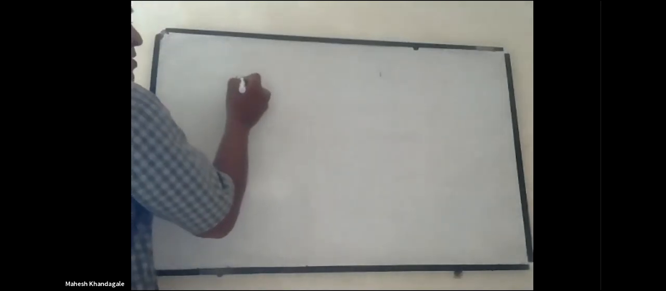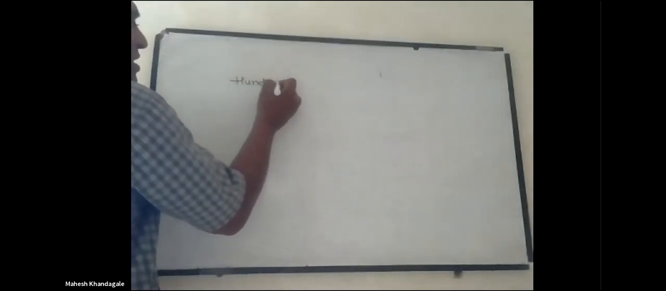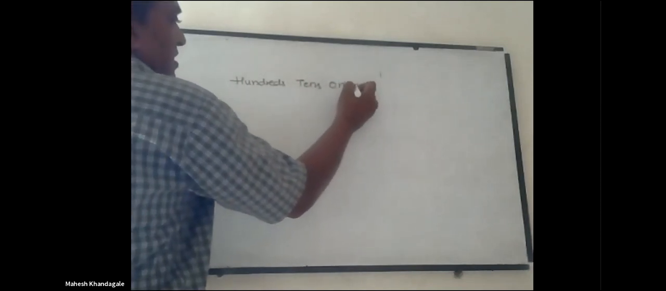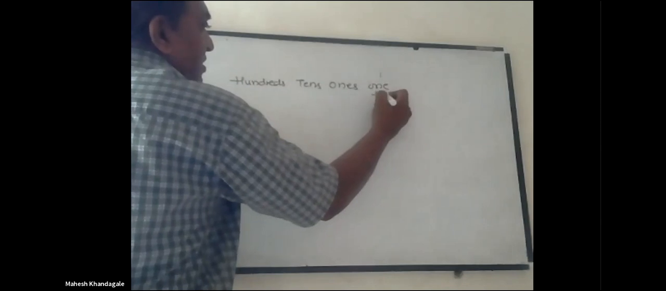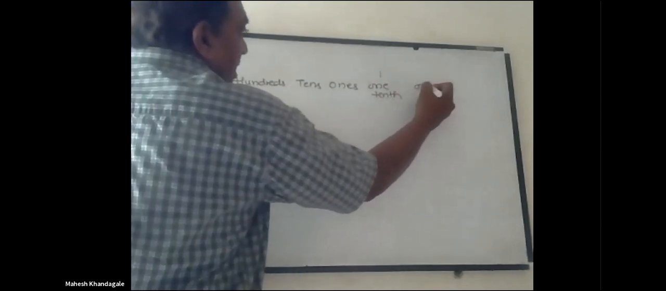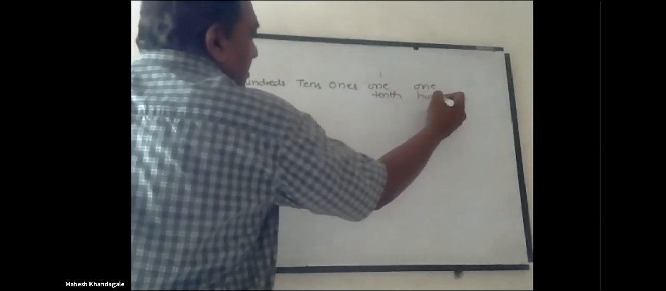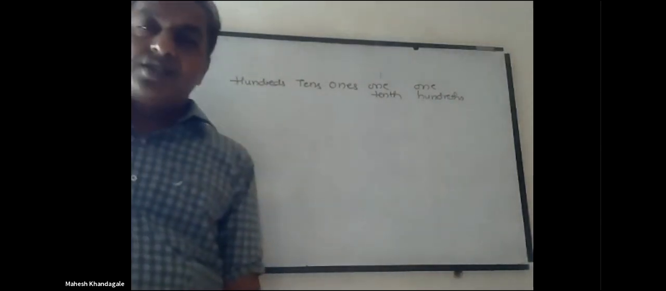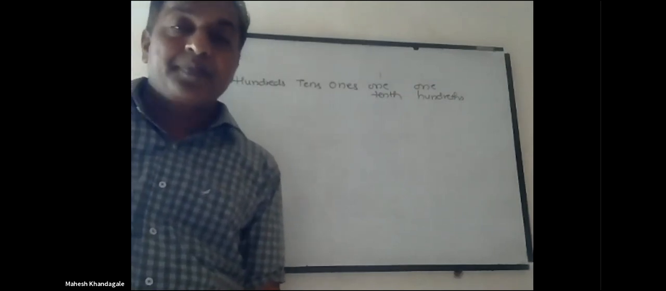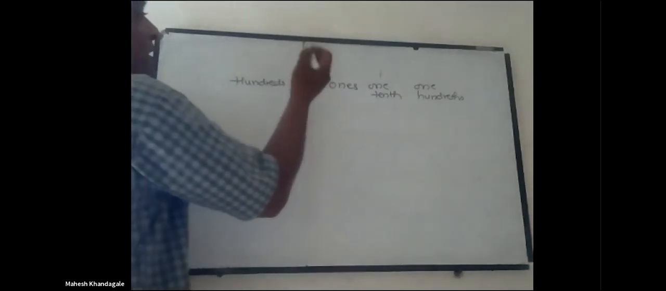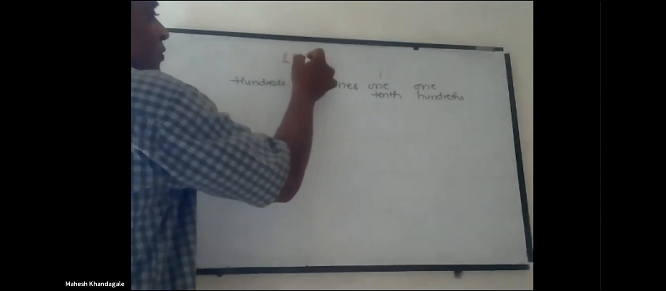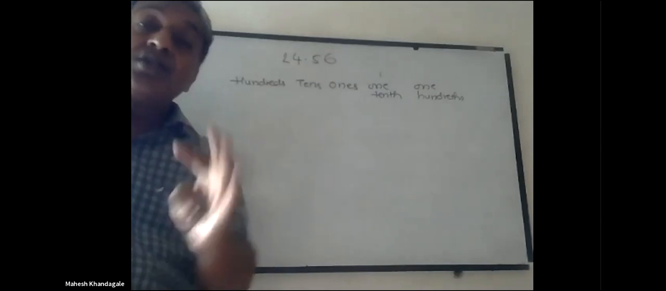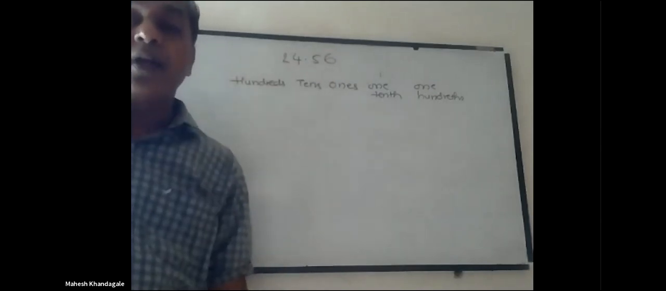So we have, suppose, hundreds, tens, ones, tenths, hundredths, like this. You have to make a table. And let us say the example is somewhat like this: 24.56. So we have to place each digit in the correct, appropriate place.